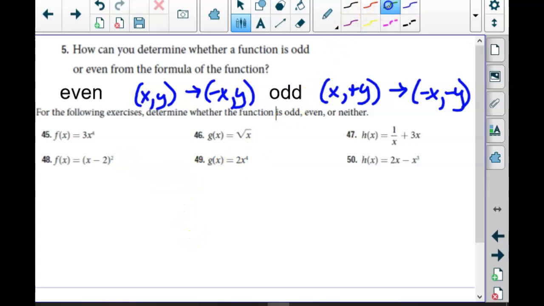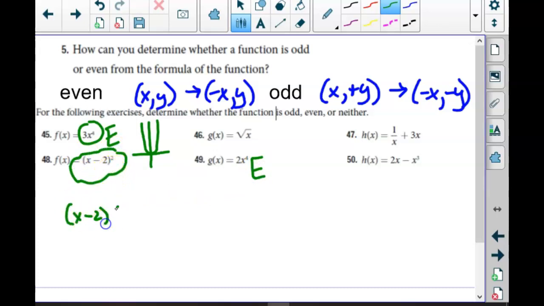Okay, I'm not gonna take a lot of time on this slide, but can anybody look and think of one that they think might be even, just by looking at it? 45, okay. This graph would be like this. Good choice. That one's even. 49 is also even. It's just got a different stretch. Somebody said 48. I would have probably guessed 48, but does anybody remember what happens if you FOIL that out? You get x squared minus 4x and a plus 4.